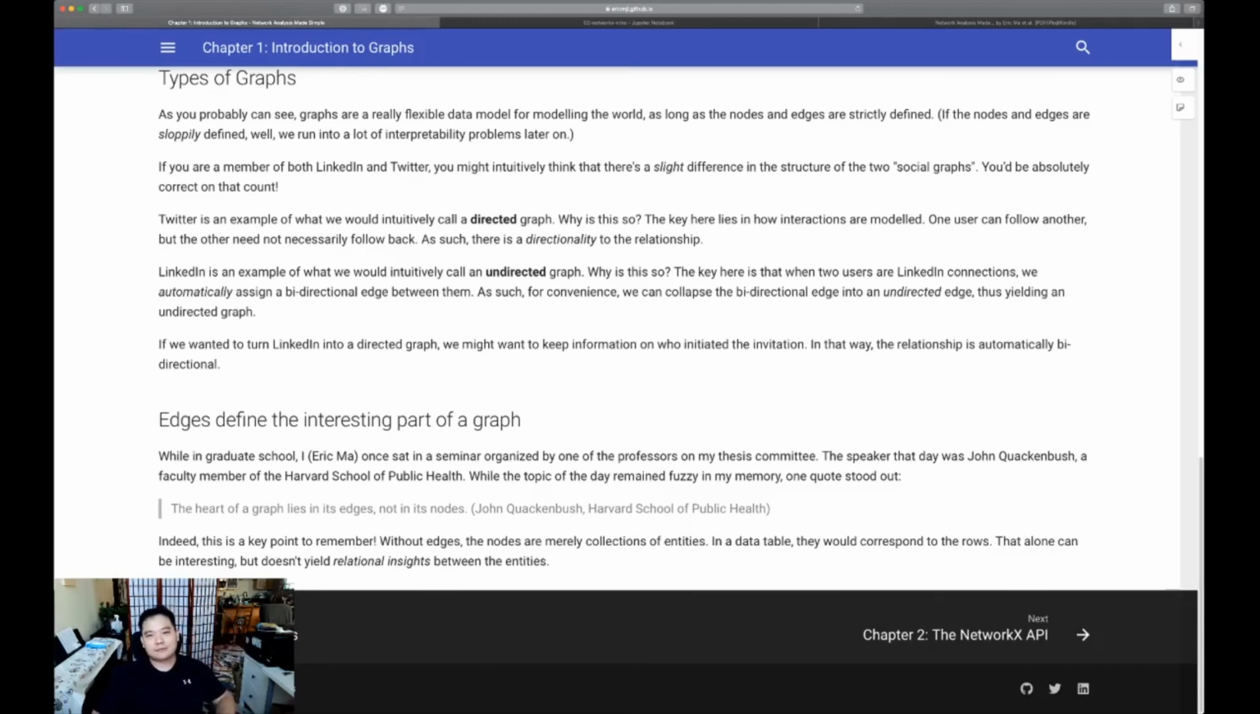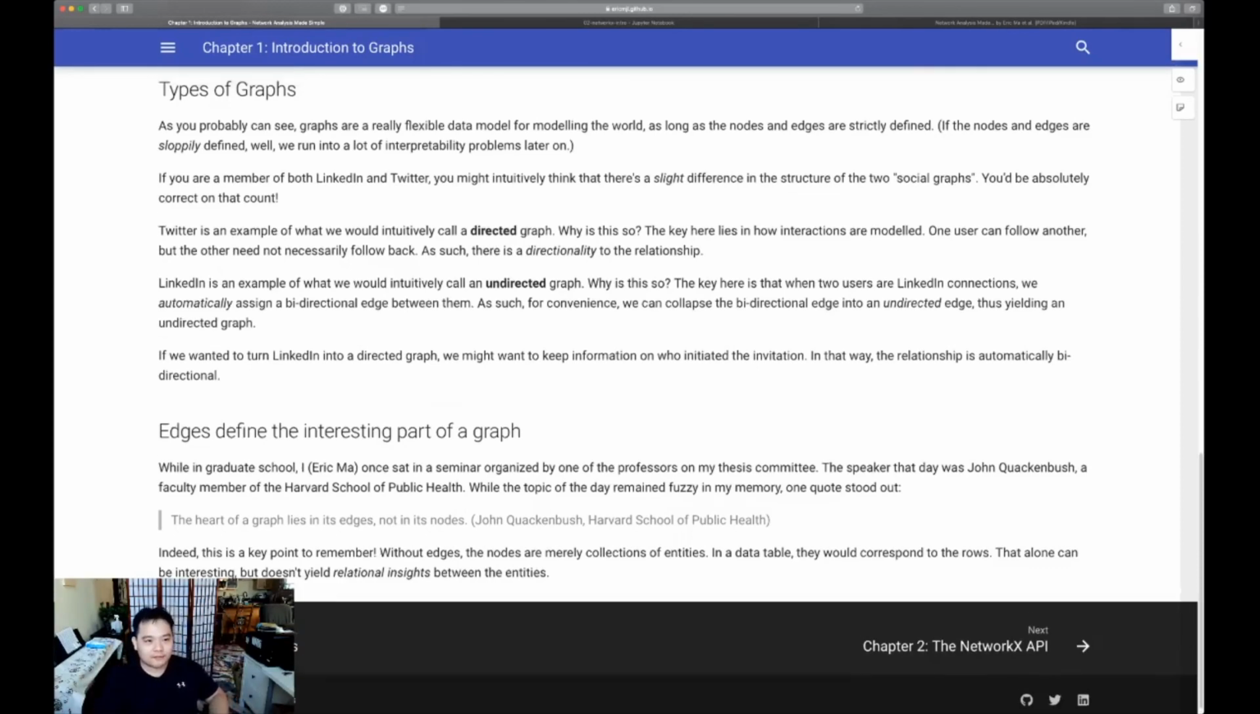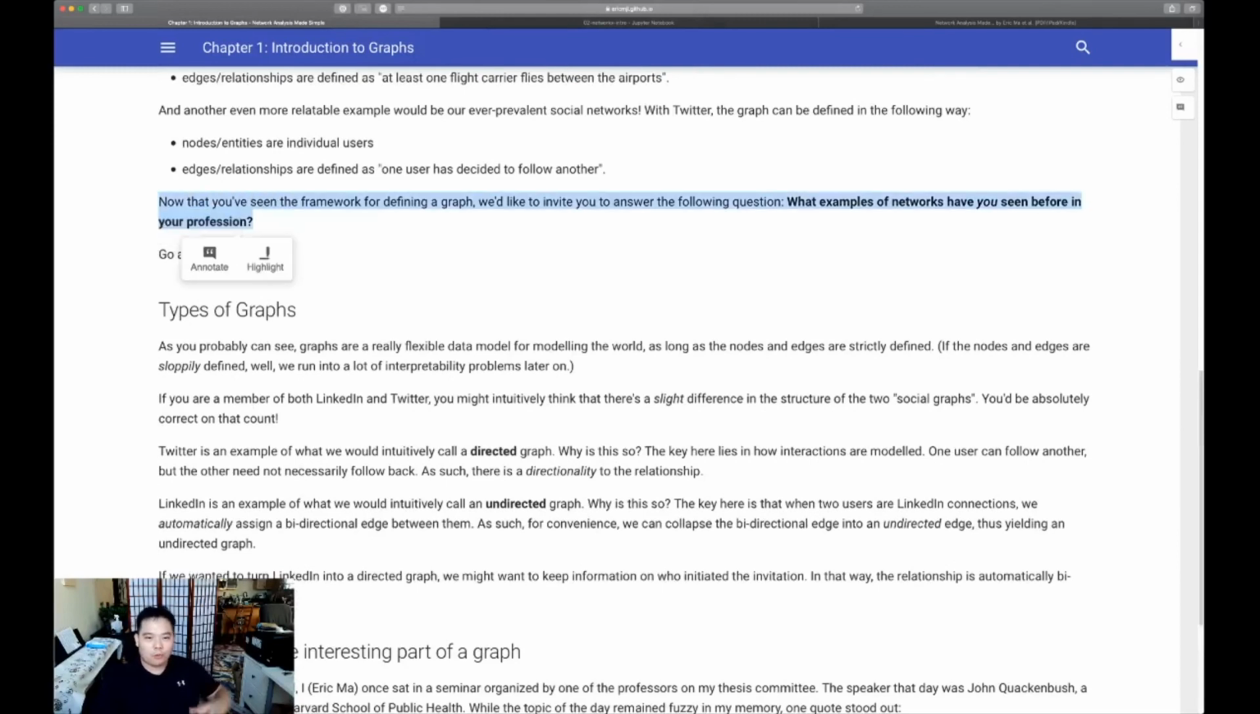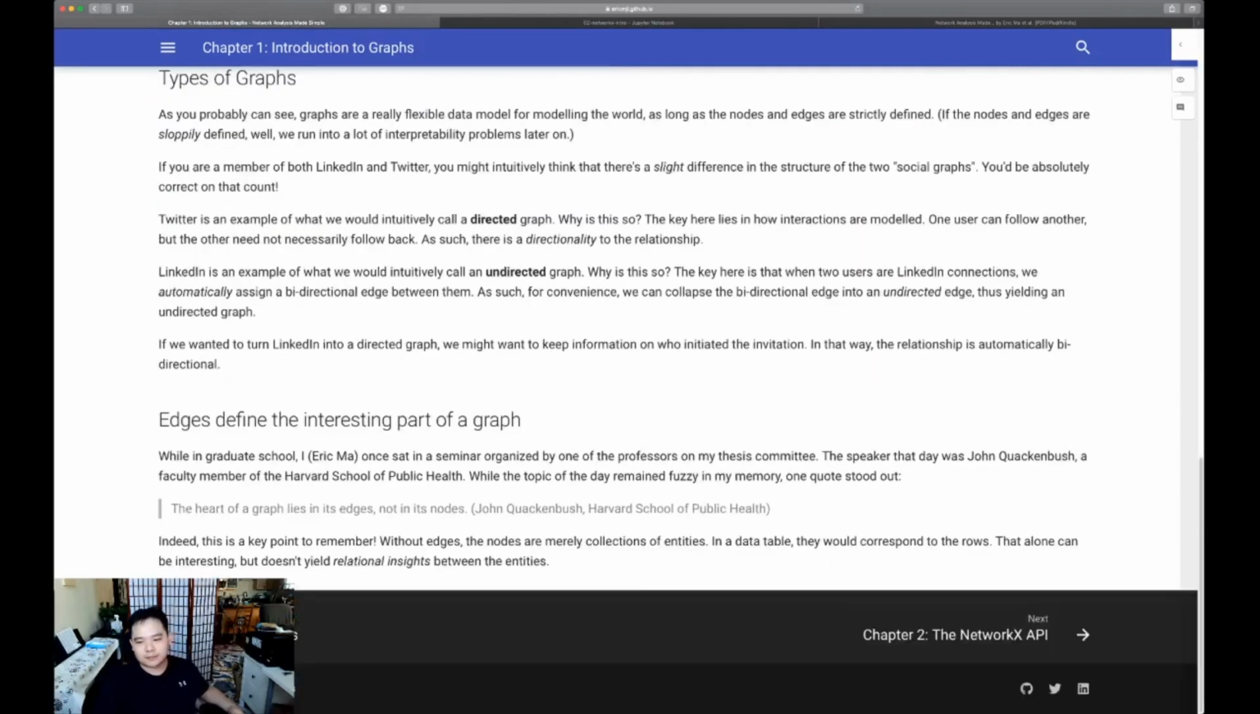All right, so with that, we're going to end chapter 1. There's a little exercise that I gave you above, which is to think about what kind of networks you have seen in your profession. I'd like you to, again, think about it. And once again, think about how precise you need to make the definition of an edge such that you can meaningfully model something in your day-to-day work. Once you're done with that, feel free to move on to the next chapter, chapter 2, which is an introduction to the NetworkX API.